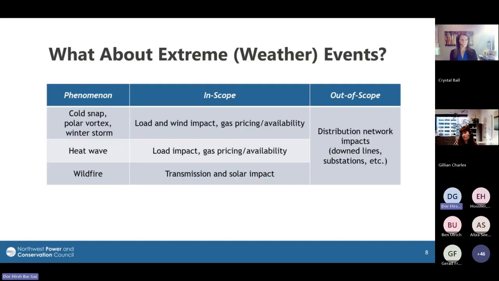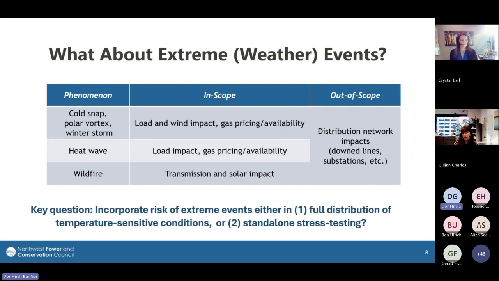And wildfire is an interesting one, because it's one of those questions where, is it resiliency? Is it part of adequacy? And the question here for all of these phenomena, there could be other phenomena, there could be earthquakes and other things, right? This is why we're focusing on weather. The question is, at what point is your distribution incorporating or not incorporating these extremes?